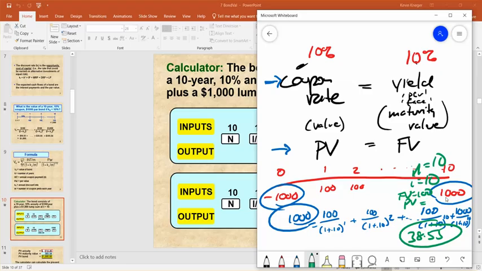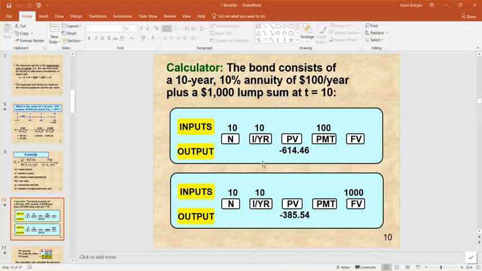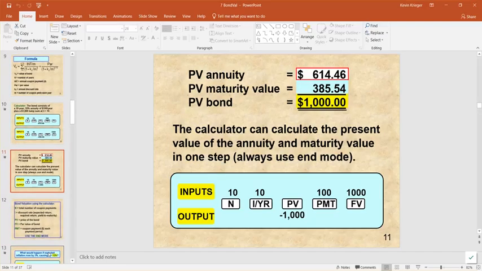Well, you can consider those two things separately if you want. Here on your calculator, you can just find the value of the 10, n equals 10, $100 coupons. The value of those 10 is $614.46. The value of just the $1,000 lump sum at the end is $385.54. But lo and behold, when you add those numbers together, ta-da, you're back at 1,000.